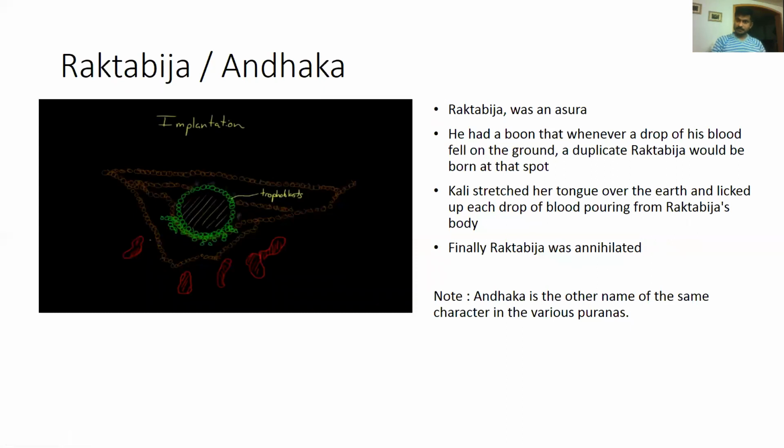So what happens is, as the embryoblast penetrates or invades into the endometrial lining, it comes in close contact with the maternal blood vessels, or uterine blood vessels, which is the blood vessels of the mother. So it literally erodes the blood vessels as well. And what happens is, some portion of the blastocyst comes in close contact with the blood vessels.